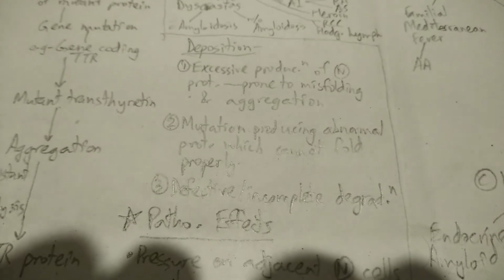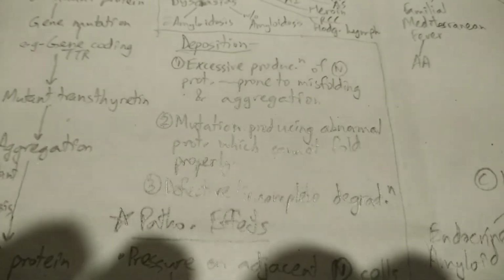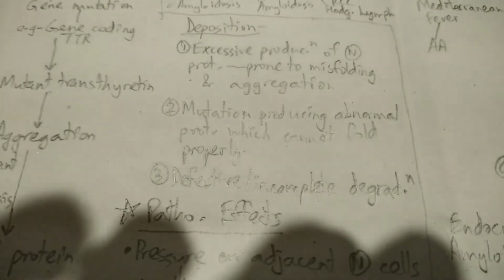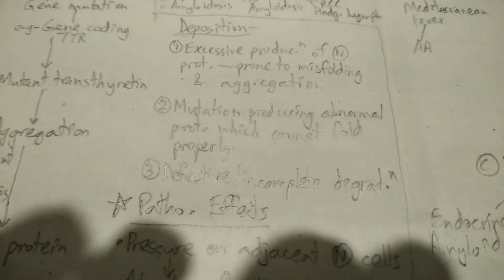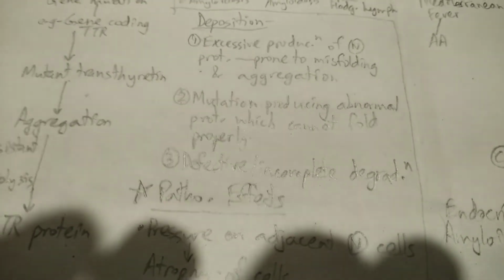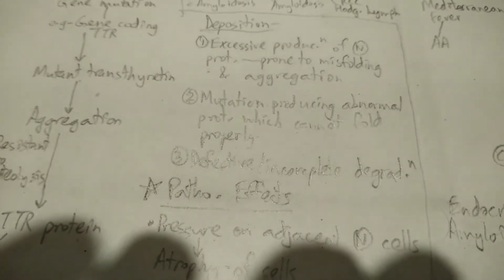All right. So now let me just summarize the way it deposits. One is through excessive production of normal proteins, which are prone to misfolding and aggregation. Number two, mutation producing abnormal protein which cannot fold properly. Number three, defective or incomplete degradation of proteins.